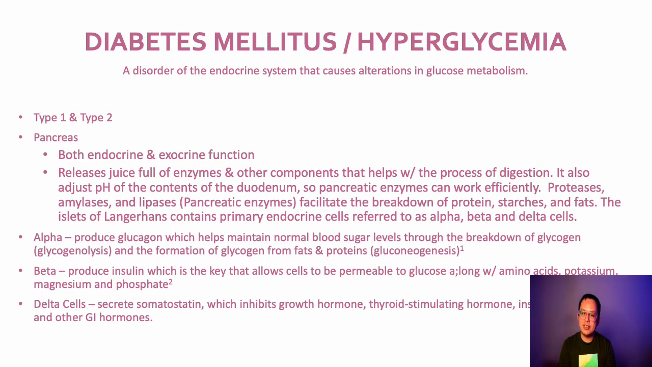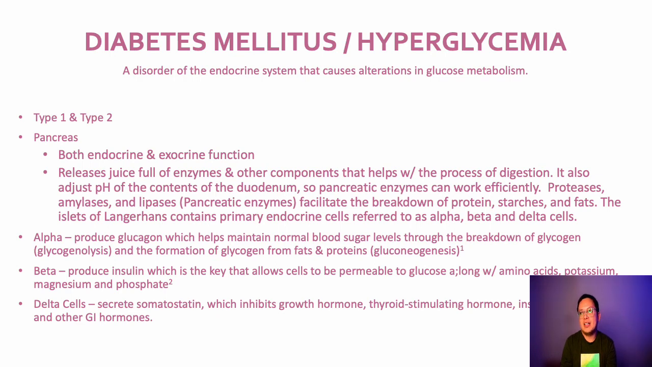So delta cells secretes somatostatin, which inhibits growth hormone, thyroid stimulating hormone, insulin, glucagon, and other GI hormones. In effect, they causes hyperglycemia. Now, insulin that is produced in the beta cells assists in protein, fat, and carbohydrate metabolism and in the formation of new proteins. Patients who are insulin deficient have developed depleted protein and decreased glucose in muscle cells.